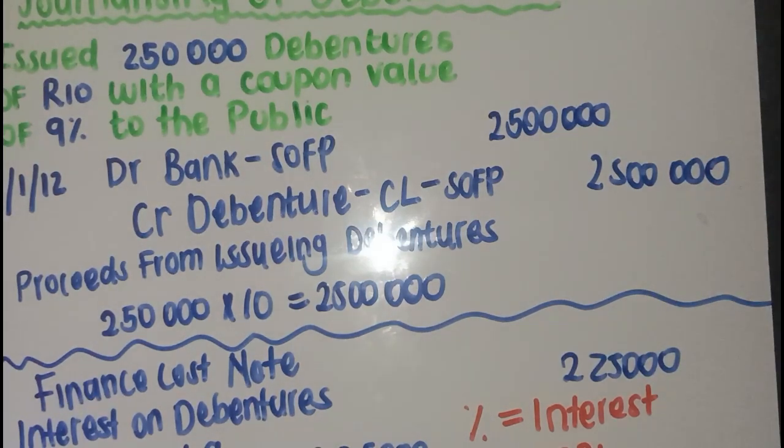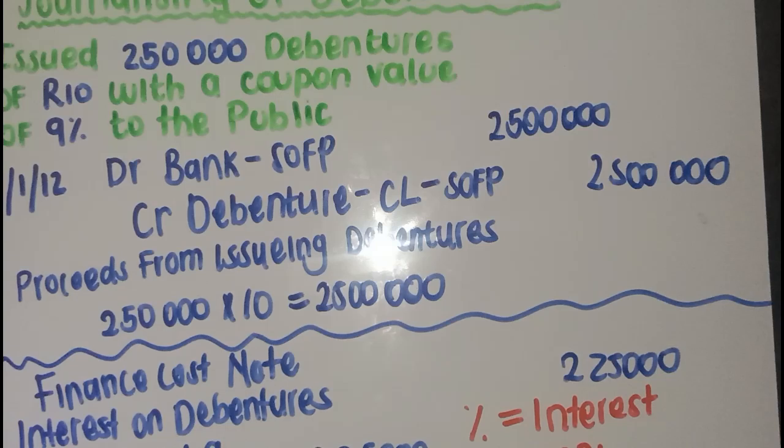And then where do we use the percentage? The percentage given is the interest on the debentures. So you take your percentage and multiply it by the value of the debentures, not the number of debentures, but the value of the debentures, and you get the interest on the debentures. That goes to your note of finance cost, which later goes to your statement of profit and loss.